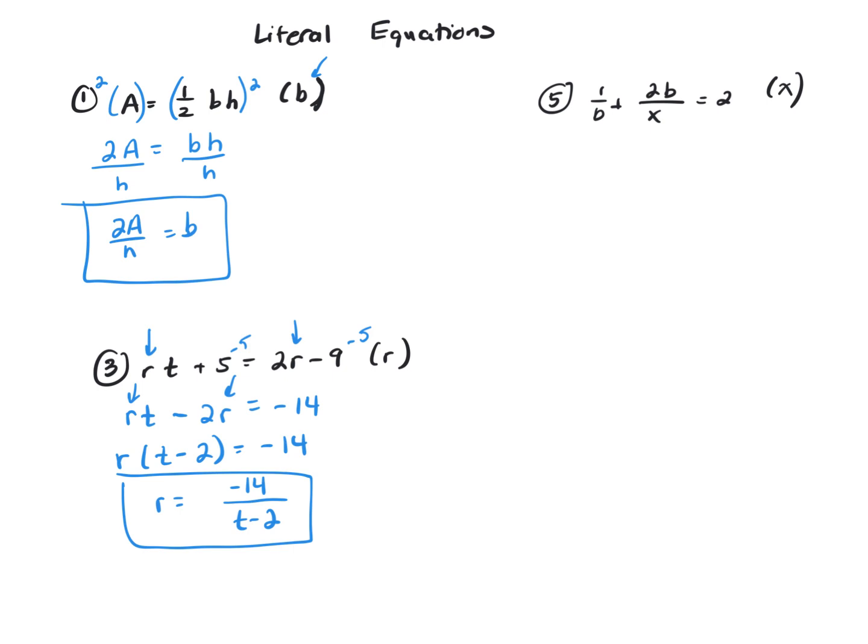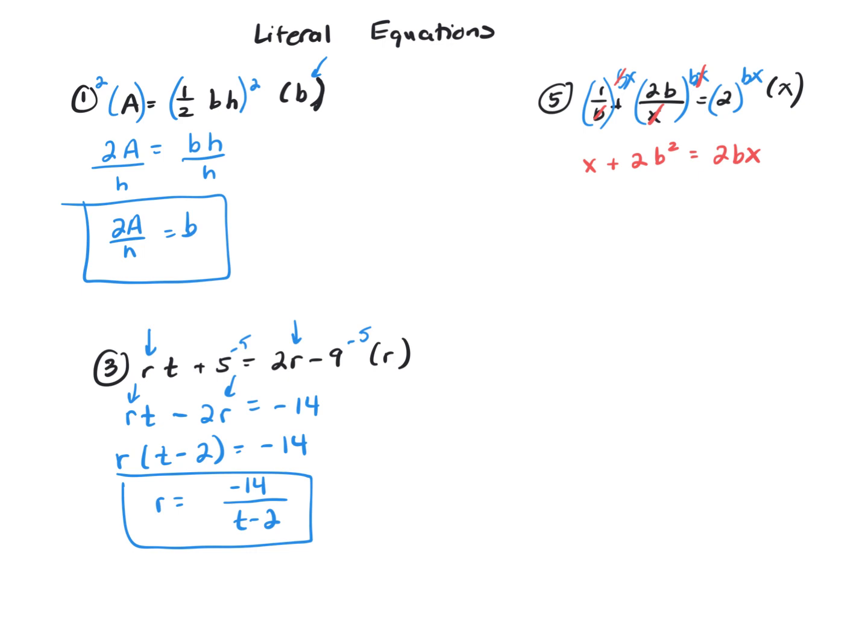Our last problem, we're solving for x. I want to clear my fractions first by multiplying by the LCD, which would be bx. I'm going to multiply every term on both sides by bx. Here the b's cancel, and I'm left with x, plus the x's cancel, and I'm left with 2b squared, because b times b is b squared, equals 2bx.